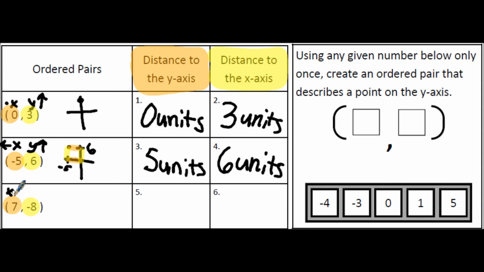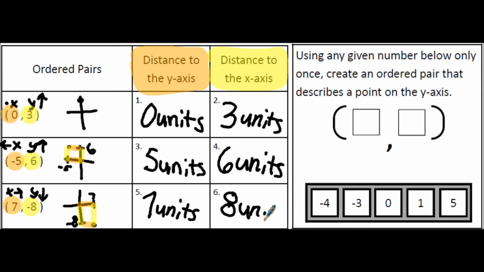Now for our next point, our x-coordinate is telling me that I am going to move to the right 7 spaces, and our y-coordinate is telling me that I'm going to go down 8 spaces. So I'm going to move to the right to a positive 7, then I'm going to go down to a negative 8, and that's where my new point's going to be. If I'm looking at the distance to the y-axis, I'm looking at the distance to that vertical line. So I move to the right 7 spaces, so I'm 7 units away from the y-axis. And I moved down 8, so I am 8 units away from the x-axis.